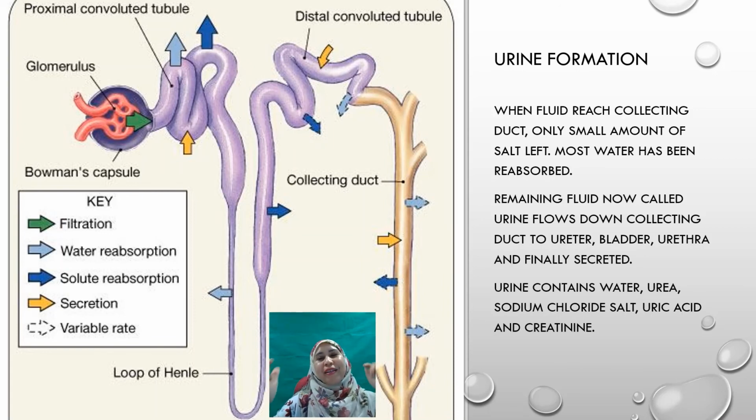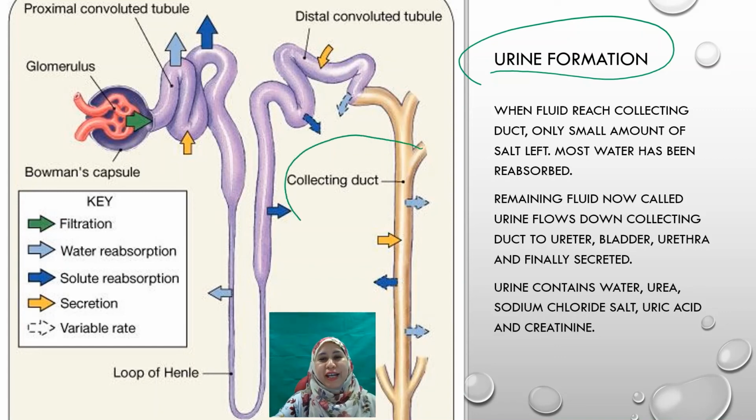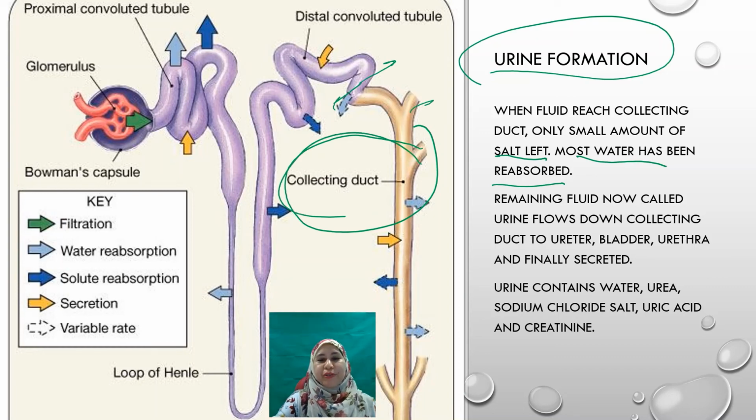Now, the last part comes the urine formation. When the fluid reaches the collecting duct, only a small amount of salt will be left. Most of the water has been reabsorbed to the blood capillary before going to the collecting duct. The remaining fluid is now called urine, which flows down the collecting duct to the ureter, to the bladder, to the urethra, and finally will be excreted as urine. So our urine will contain urea, water, sodium chloride salt, uric acid, and creatinine.